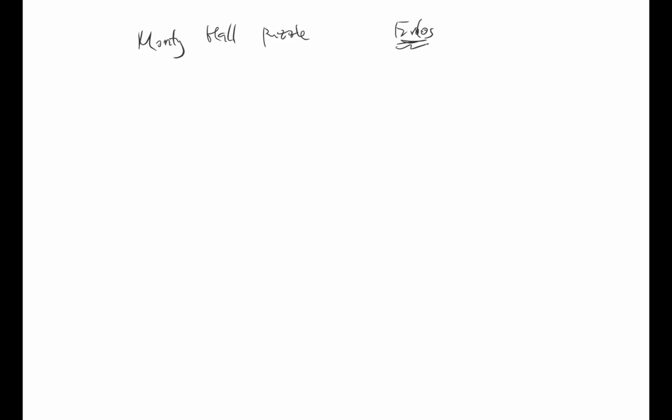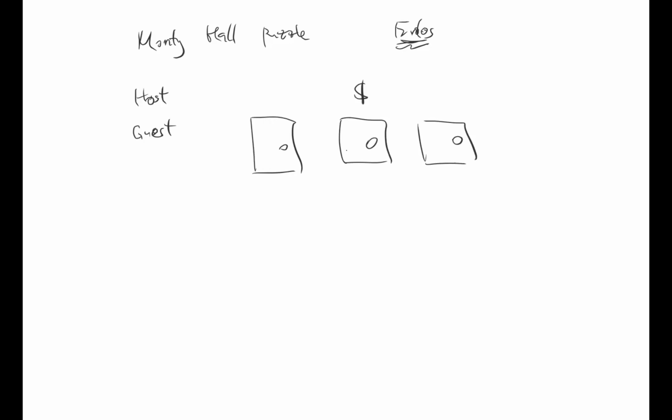Basically, the puzzle is like this. It's a game show. You have a host, and you have a guest, right? And you have 3 doors here, and you have some prize, maybe a cash prize, behind one of the doors. Only one of the doors, not all 3 doors. So the game is like this: the guest will first pick a door. Let's say the guest picks this door here.